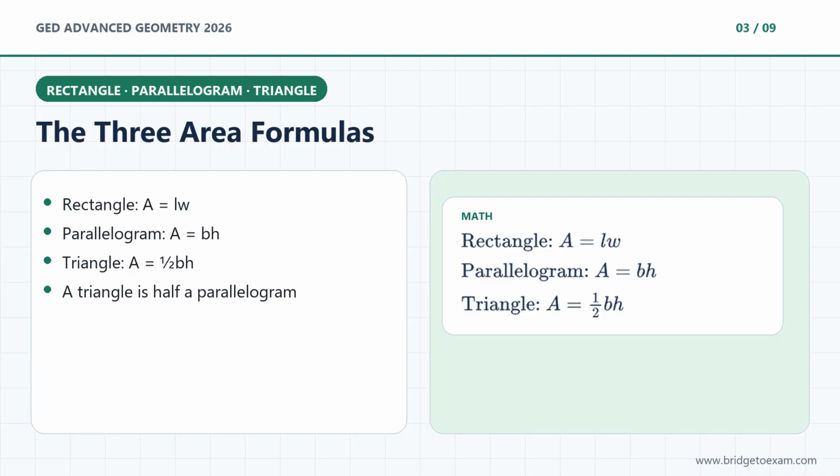Here are the three formulas. For a rectangle, area is length times width, A equals LW. For a parallelogram, area is base times height, A equals BH. And for a triangle, area is 1/2 base times height, A equals 1/2 BH. Notice the triangle formula is just half of the parallelogram because a triangle is exactly half of a parallelogram with the same base and height.